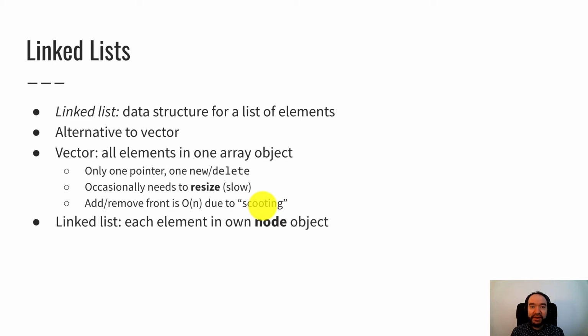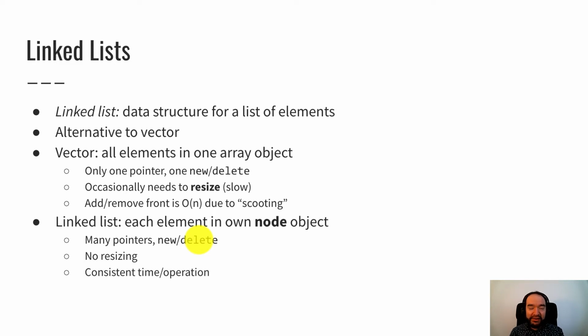Instead of having all of the elements in one array, in a linked list, every element has its own object. And we call one of those objects a node. So every single element is in its node object. There are many node objects, which means there are many pointers in the data structure and many new and delete operations. There's no resizing ever because this is a much more finer grained data structure. We can break off one little object for one element or add one little object for one element without disrupting the others. So we never have any resizing to deal with.